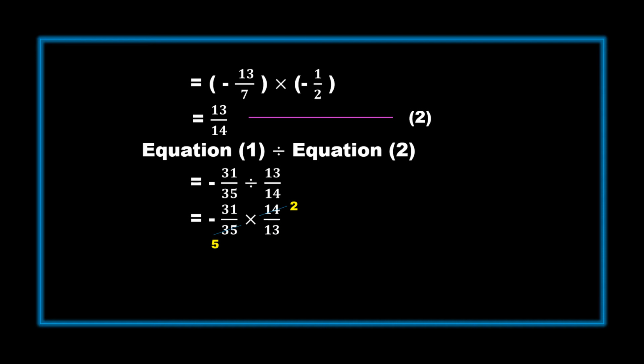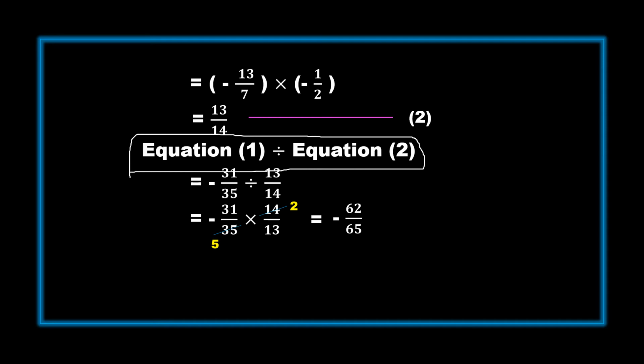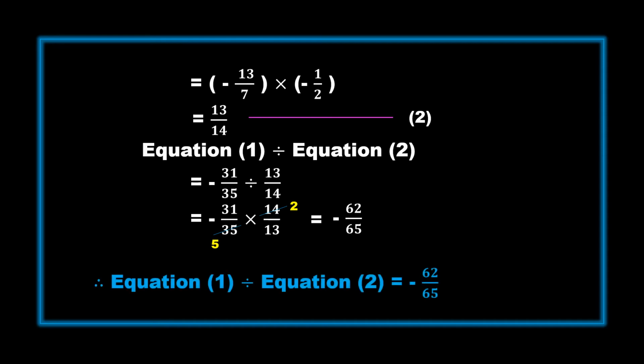Now 31 is a prime number, 13 is a prime number, we cannot cancel these, so we multiply the numerators and multiply the denominators. So 31 times 2 is minus 62 and 5 times 13 is 65. This is your answer after the division. He asked you to divide the summation by the product, so we divided it. So when equation 1 is divided by equation 2, we get minus 62 by 65. So this is your fourth problem.